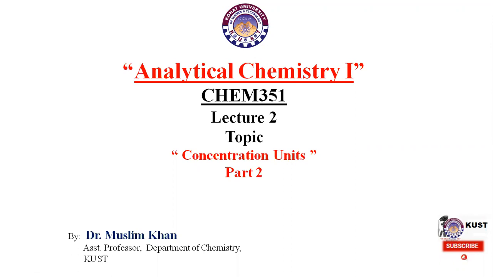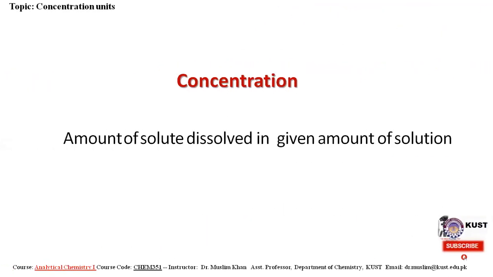Today, the topic of our discussion is concentration units in Analytical Chemistry 1, the course code is CHEM351. As you know, we have started different concentration units.